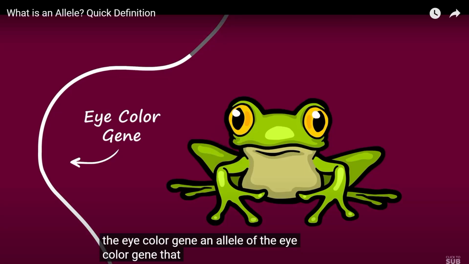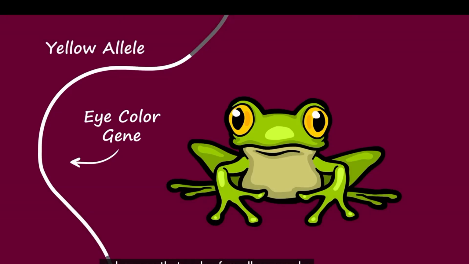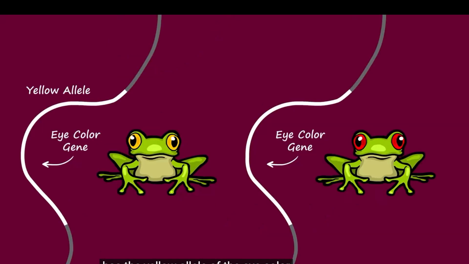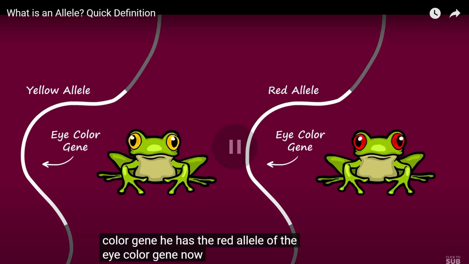Okay, so allele just basically means version. You remember how when we were doing chemistry, isotopes were different versions of the same element? Well, in biology, alleles are different versions of the same gene. So the gene's called the eye color gene, and then the specific type, whether it's yellow eye color or red eye color, those red and yellow are called the different alleles.